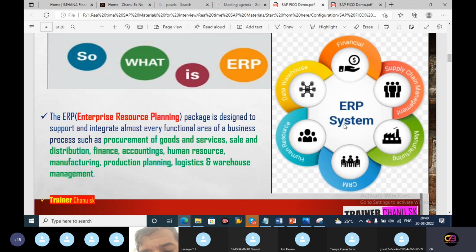Because SAP is an integrated module. The integration facility is more in SAP because SAP has reliability, SAP is trustworthy, SAP works continuously, it never stops, and moreover SAP has security facilities. Because of this reason, SAP is the topmost ERP compared to other ERPs. The integration facility is more in SAP, so that is the reason SAP is the topmost software.